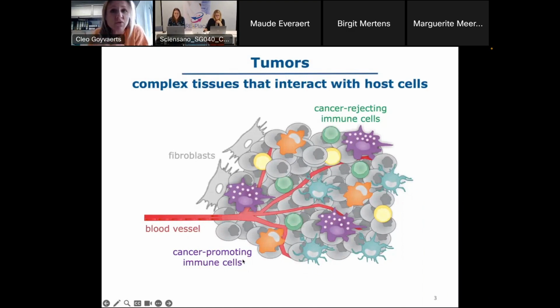And especially for solid cancers, it became pretty obvious that after a while, these solid tumors become almost like organs, because they also attract blood vessels and lymph vessels. There are even lymph nodes sometimes introduced into the tumor. So it's a very complex tissue that deserves a more complex approach to study.